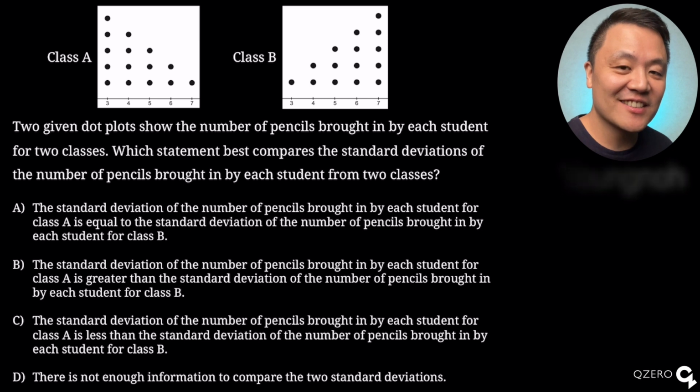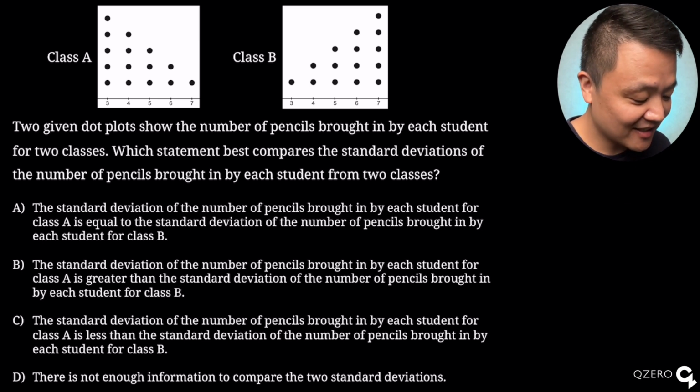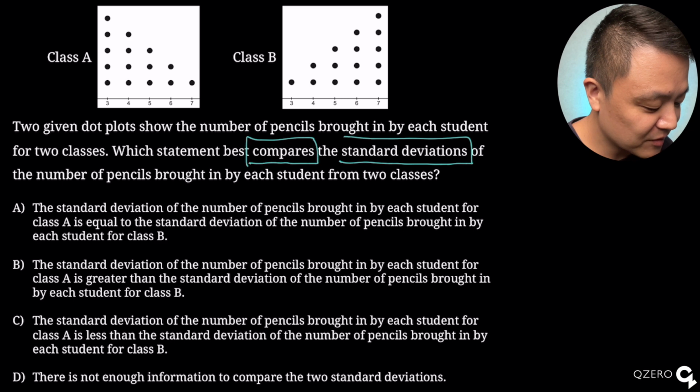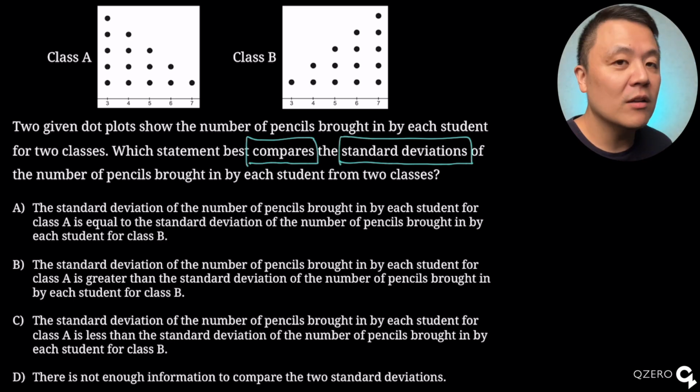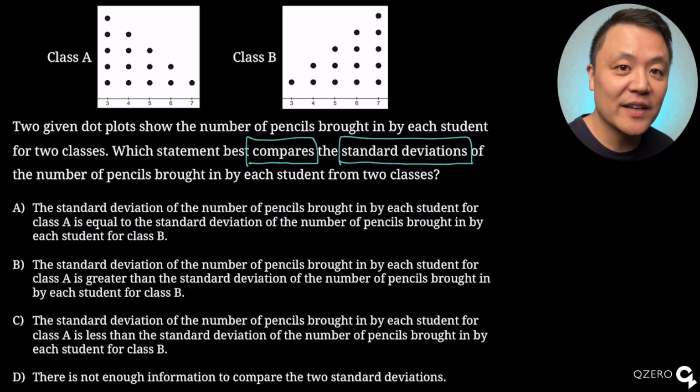Let's solve this question. So in this question, we have two data sets and they are asking us to compare the standard deviations of those two data sets. College Board will never ask you to find the exact value of standard deviation ever in the digital SAT. So don't worry about it. You don't have to calculate it.